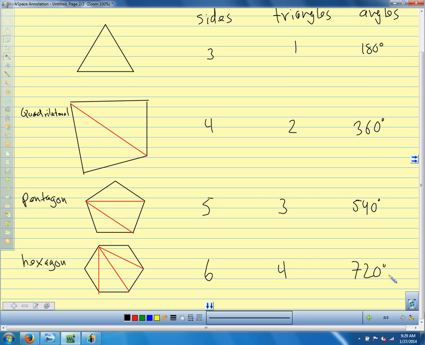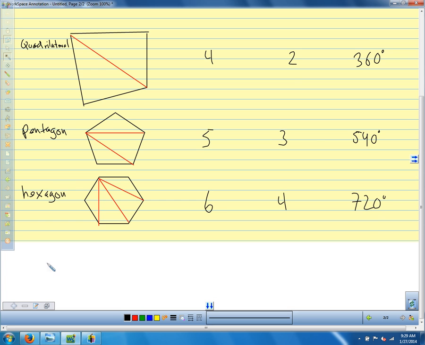All right, do we see the pattern? How is the number of triangles related to the number of sides? Two less than the sides. What is happening to these angles every time I add a side? Increasing by 180. So if I have one triangle, I have 180 degrees inside my polygon. If I have two triangles inside my polygon, I have 360, 3, 540, 4, and 720. If we repeat this pattern, and we're going to say an n-gon is just a polygon with n sides.